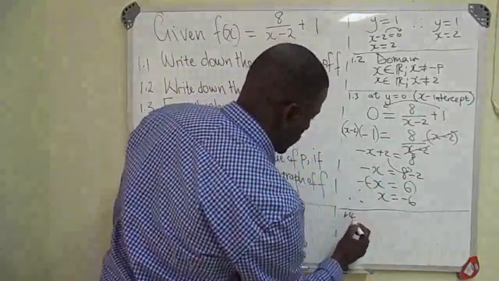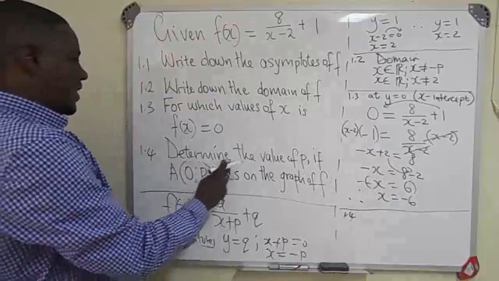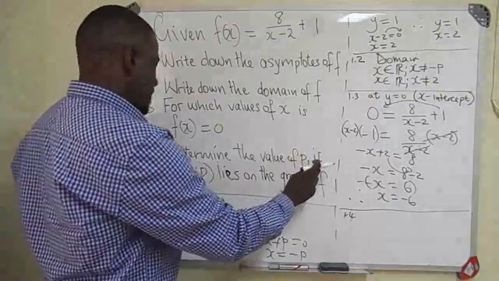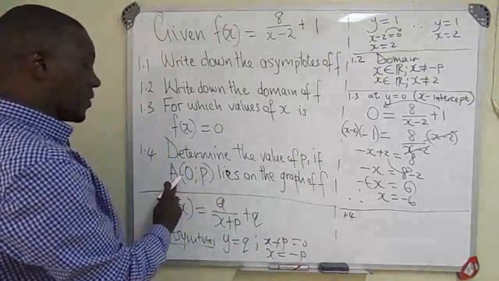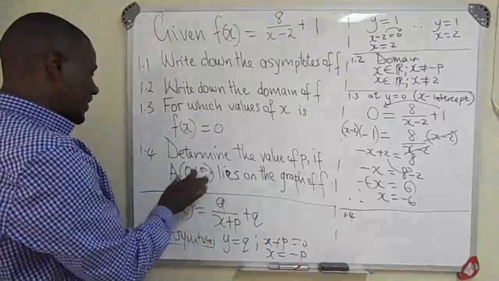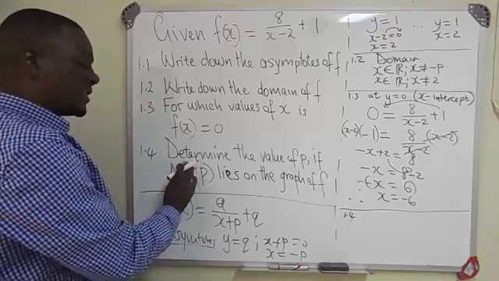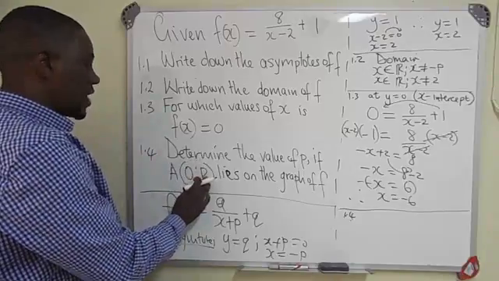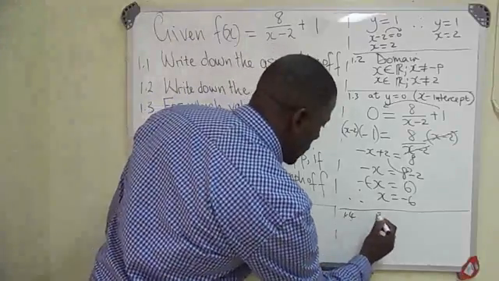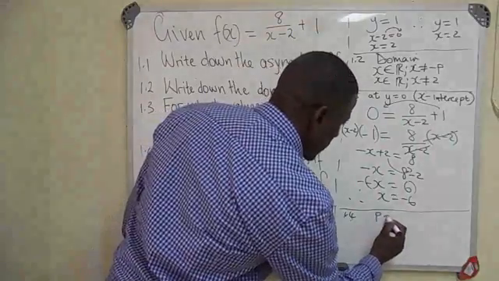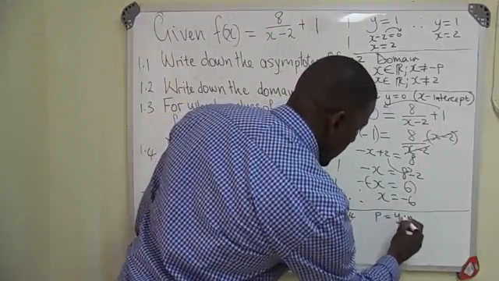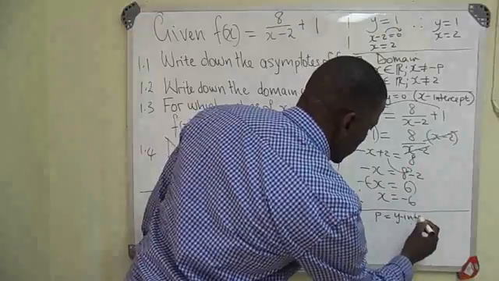Then we go to determine the value of p if A is a point on the graph and it's (0, p), which means x is 0, y is p. We are looking, so our p is what? Equals to the y-intercept.